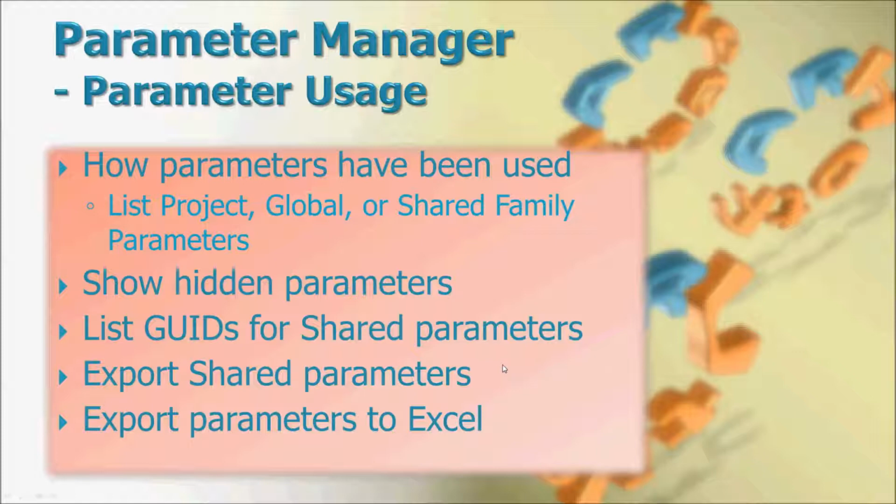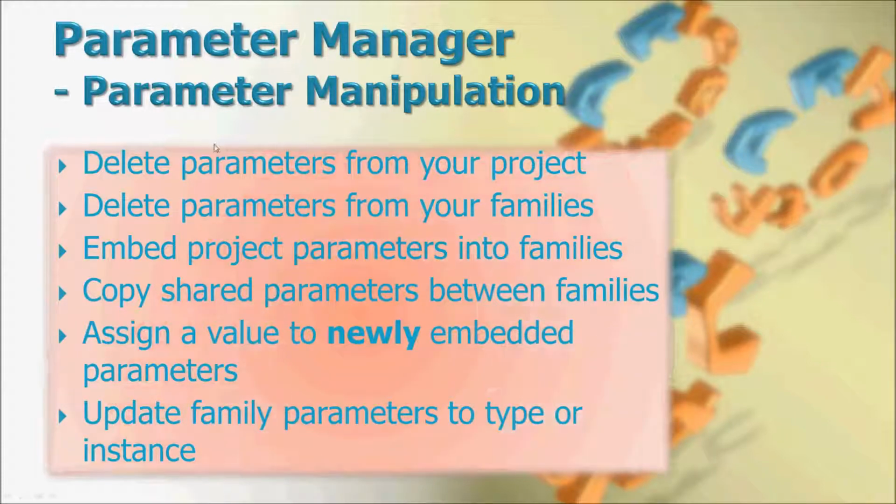So that's showing you how parameters have been used, but obviously we want to also manipulate those parameters to rationalize how they've been used. And so with Parameter Manager, you can easily delete parameters from your project. You can delete parameters from your families. You can also take a parameter which has been associated to a category in your project and actually embed those parameters into families. And it will take those values that have been set in the project and embed them into the family types.